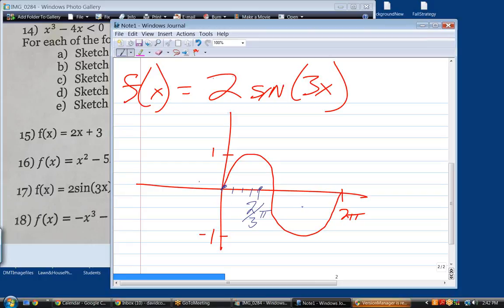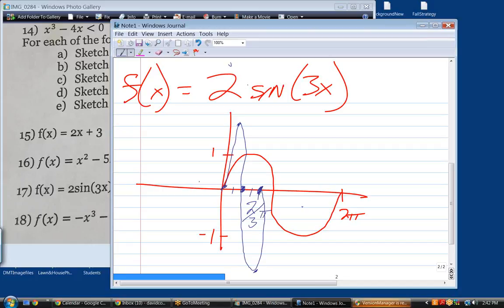And I know it's still a vertical stretch. So at the first quarter point, I have to go up to there, come back through the x-axis there, go all the way down to minus 2 at the next quarter point, and finally back to the x-axis there. So this would actually look like this. And that's how you want to do these.